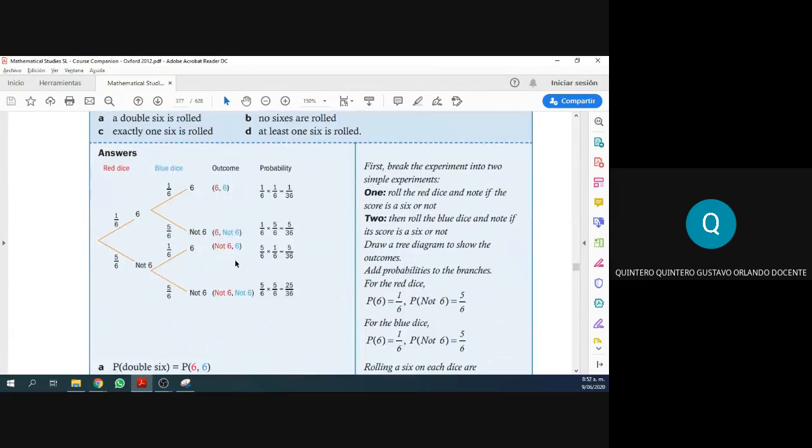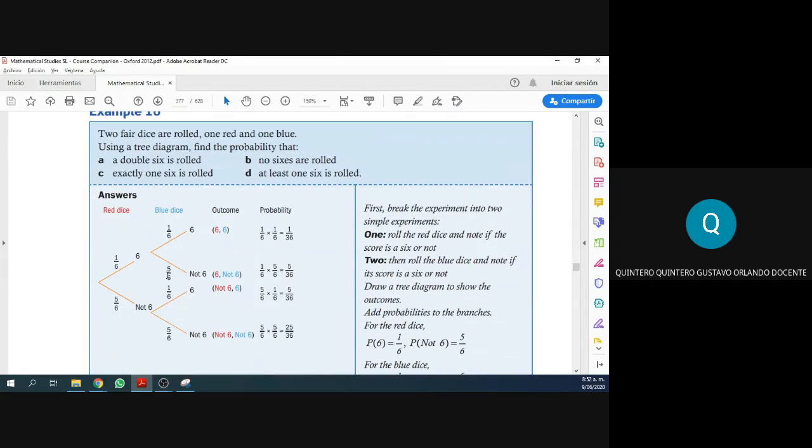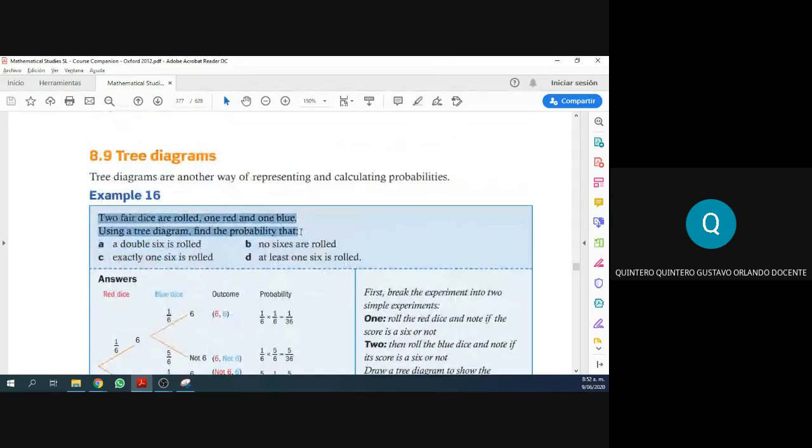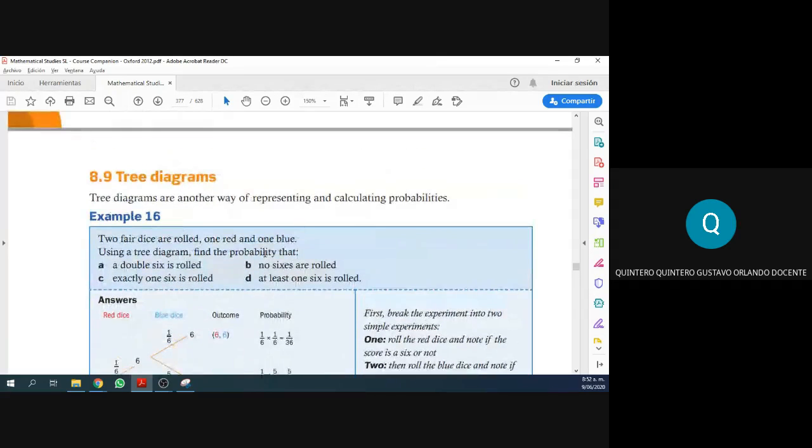What is a tree diagram? Something like this. A diagram that you make with the possibilities as a tree, right? So for example, let's take a look at this example over here. This example is done already, so it is a lot easier to explain. We are going to roll two dice. The dice are fair, meaning that they have the same possibilities. Getting a 1 is the same possibility as getting a 2, a 3, a 4, a 5, and a 6. We're going to throw one red and one blue.